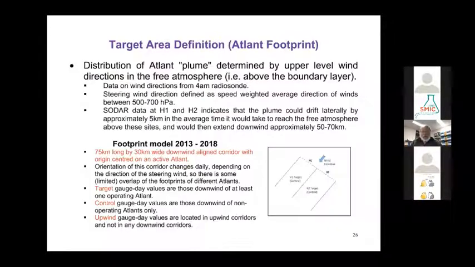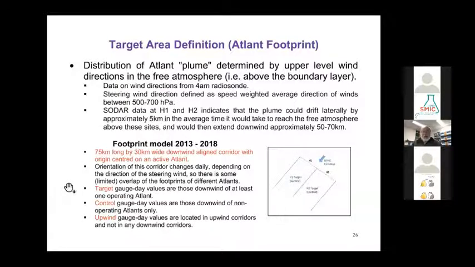The most important issue as far as analyzing atlants is concerned is its footprint. Where is the rainfall enhancement effect going to be seen? And so that meant we had to model or at least try and work out what the atlant plume was doing, and that was determined by upper level wind directions in the free atmosphere above the boundary layer. So this is where the sodars came in, and the footprint model that was used throughout the trial was a 75 kilometer long by 30 kilometer wide downwind aligned corridor with origin centered on an active atlant. So effectively, the assumption was that whatever was going to happen would happen in this corridor downwind of an atlant.